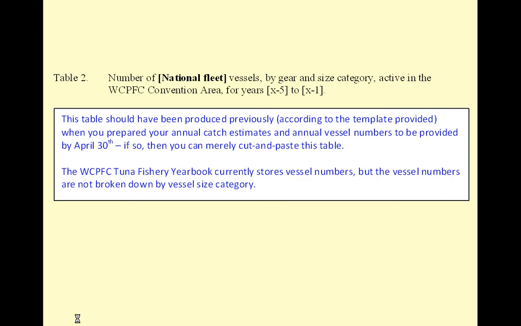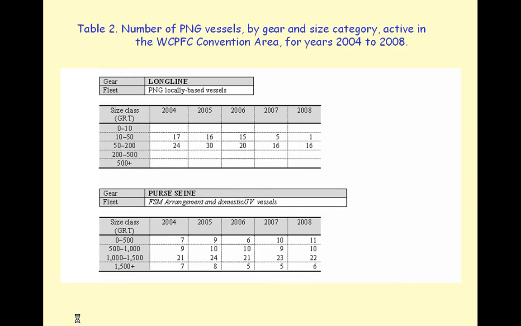Table 2, number of National Fleet vessels by gear and size category active in the Convention Area for the previous 5 years. Assuming that your log sheets cover all vessels for a year, then you would use Tufman Catch and Effort Report number 1, grouped by year and gear. But note that these data will not be broken down by vessel size category. Here we see an example of the type of table to be produced.